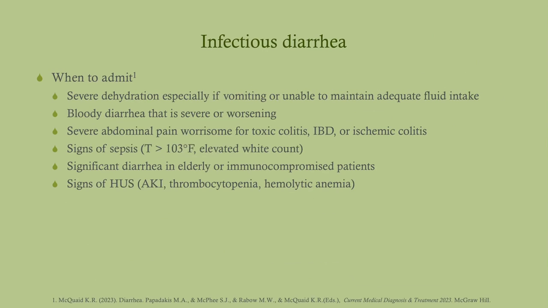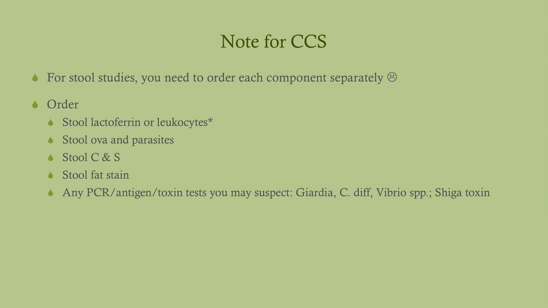When do we admit? Here's when we admit. Big ones: signs of sepsis, severe dehydration, or they're worsening, or if they have any kind of symptoms that are concerning for complications, like severe abdominal pain. And then obviously, if they are immunocompromised or if they have signs of hemolytic uremic syndrome. And what does that come from? E. coli O157:H7. That is a common test question.